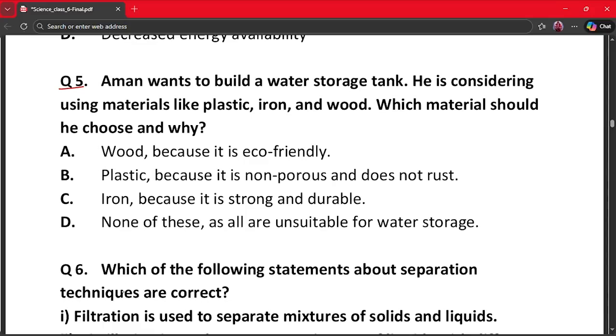The correct answer is option B. Plastic, because plastic does not react with water. It does not rust like iron, and plastic is non-porous, so water does not leak. It is also lightweight and durable. Therefore, plastic is the best choice and our correct answer.